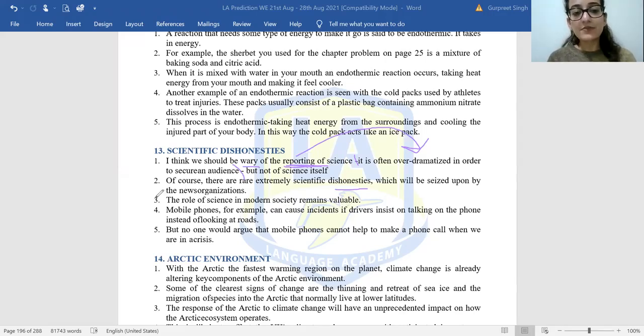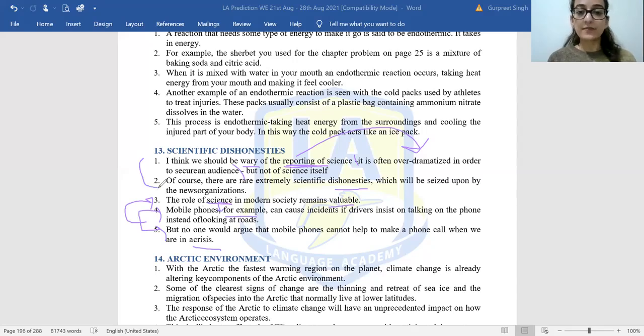And then we say the role of science in modern society remains valuable. Now here, this sentence comes here because of the example being given. Mobile phones can cause incidents if drivers insist on talking on the phone instead of looking at roads. But no one would argue that mobile phones cannot help to make a phone call when we are in a crisis. So this is an example given of mobile phones, positive and negative. And before giving the example, what is the purpose of giving the example always comes before the example. Why have they given the example of mobile phone? It is to tell that in modern society, the role of science is very, very valuable. And for science, the example of science is mobile phones, and the role is being explained by giving the examples that it has a valuable role. What is a valuable role? That when we are in crisis, a mobile phone can help us to make call somebody for help. So this would be the logic.